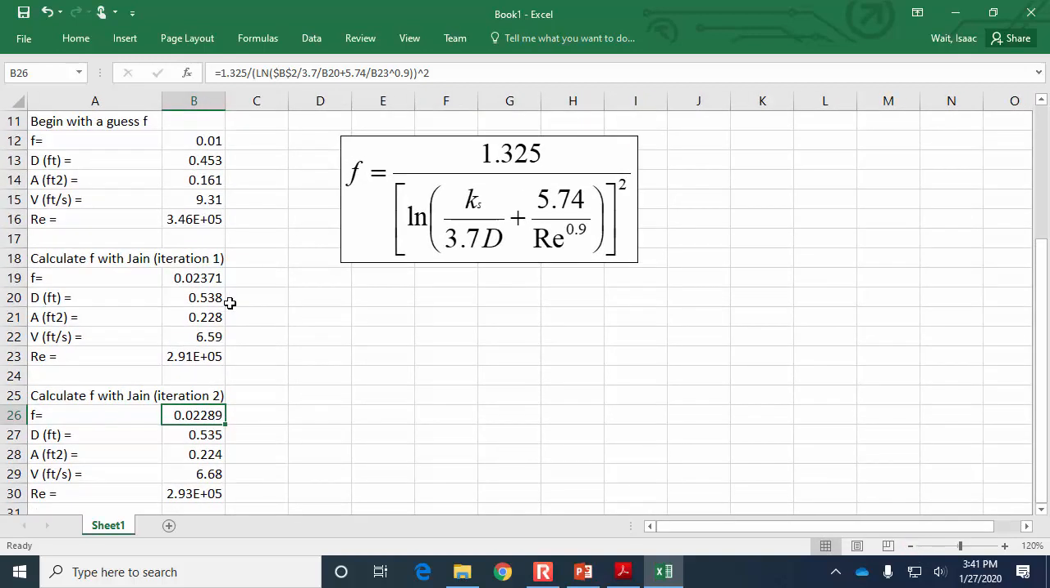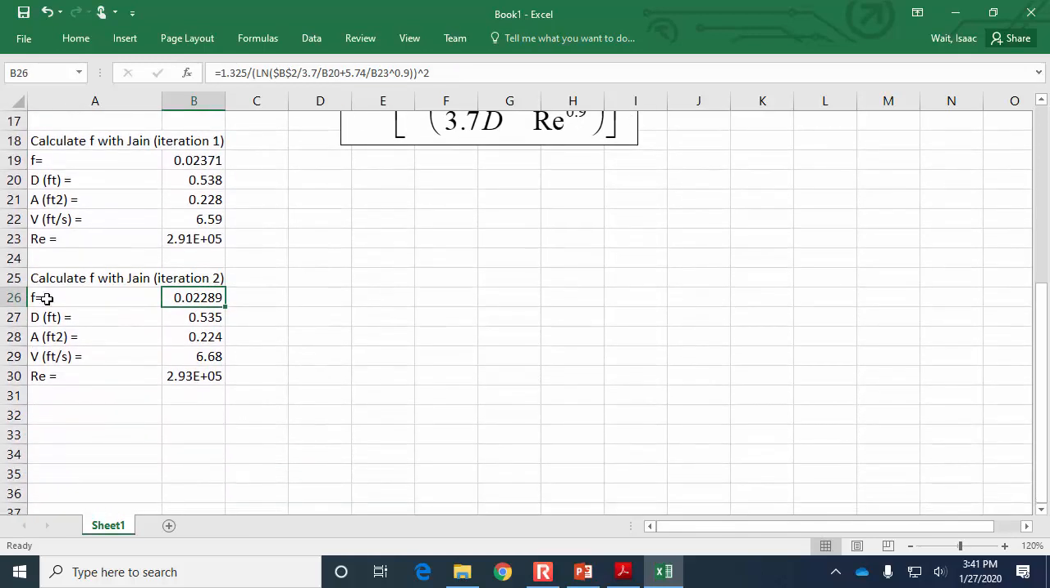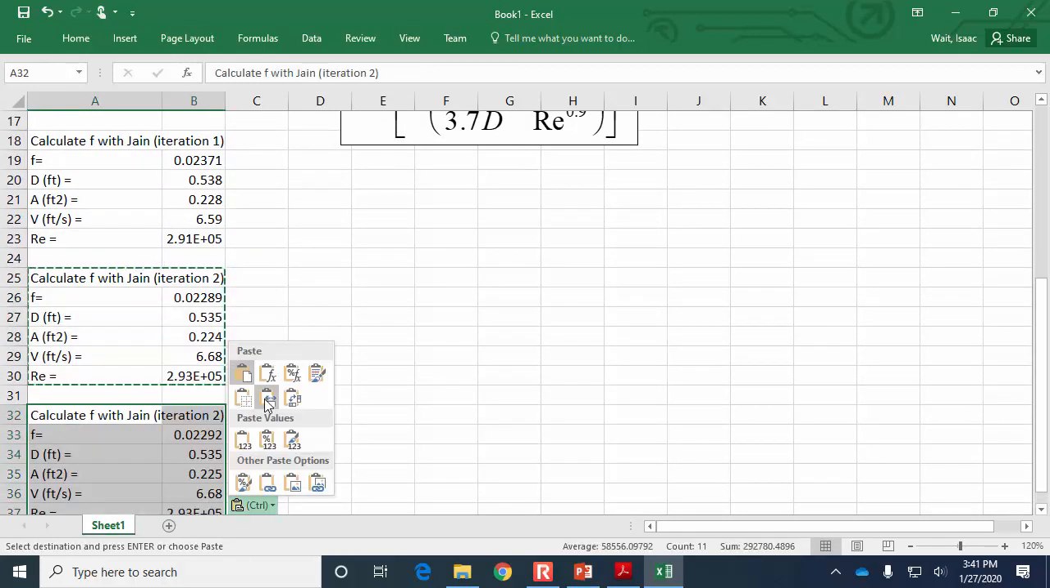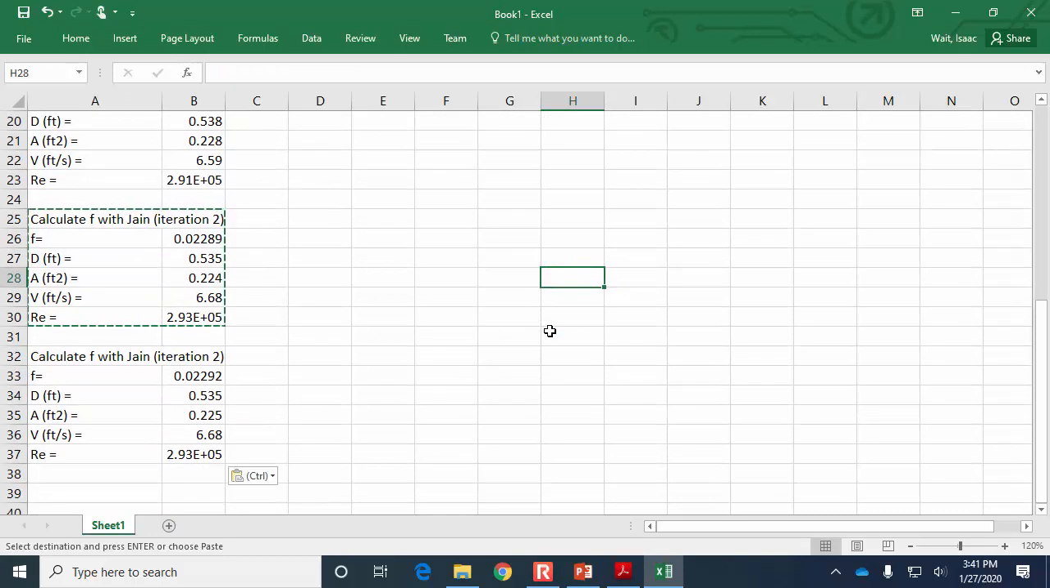So, what's the percent change, though? Diameter 0.53 to 0.53. It's getting nice and close. How about the F value? It's changing a little. Since it takes us so little effort, we might as well continue until it really converges.